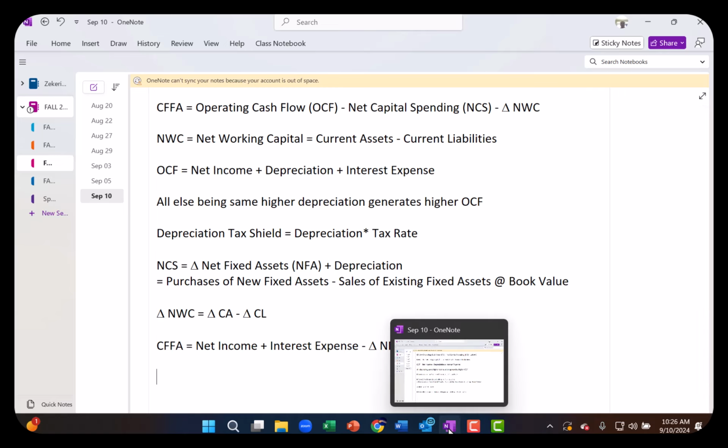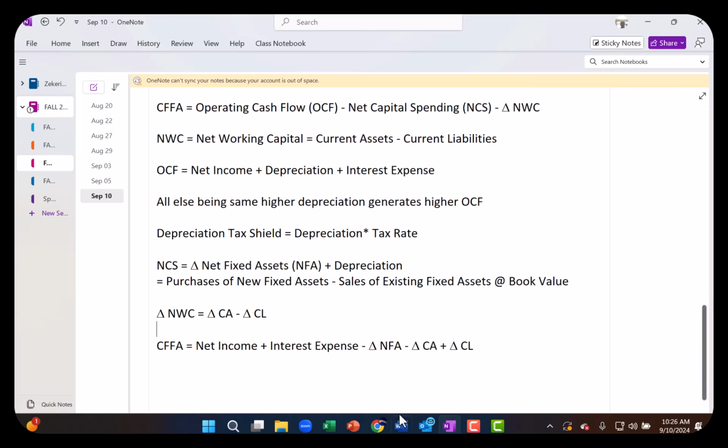Now let's look at a few problems. By the way, cash flow from assets does not necessarily have to be a positive number, even when the companies are doing well. If the company is continuously growing and investing, cash flow from assets could be negative. Okay? Here's an example.